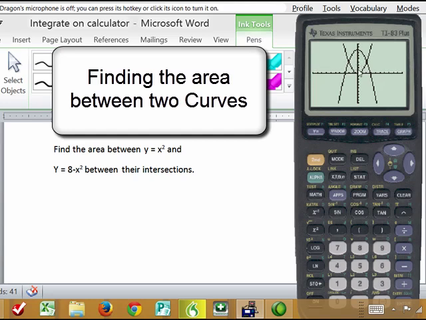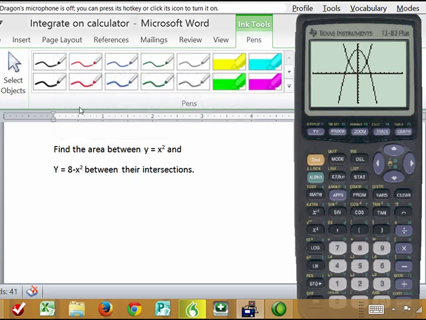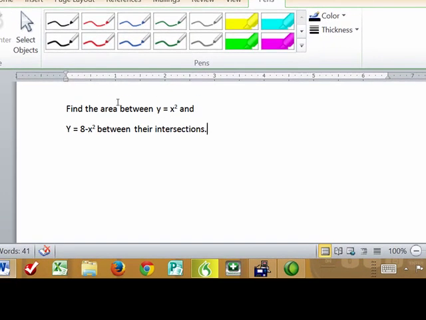So first thing you want to find are the intersections. To find the intersections, there are two ways to do that. You can actually set these functions equal to each other. So we could go x squared equal to 8 minus x squared, and then solve for x. If we solve for x, we'll get 2x squared equals 8, and so x squared equals 4, so x equals plus or minus 2.